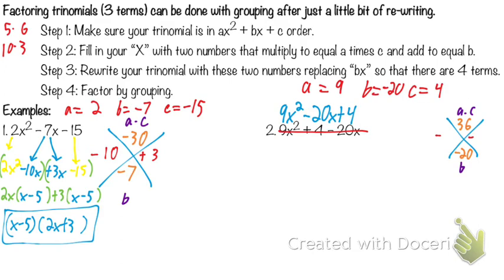So now we need two numbers that multiply to 36 but add up to 20. So let's think about factors of 36. What numbers multiply to 36? It might be good just to write these down. 9 times 4, that adds up to 13. 6 times 6, 6 plus 6 is 12. Not quite. What other factors? 12 times 3 is 36. And what's 12 plus 3? 15.